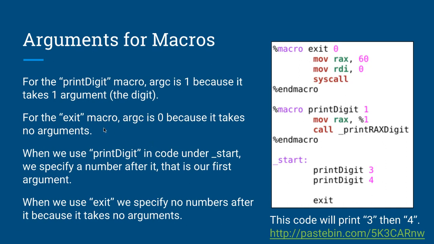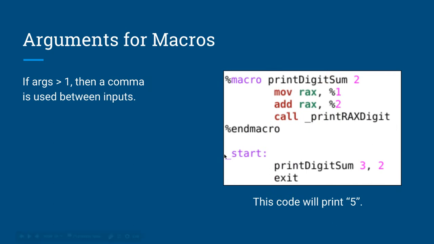So for the exit macro, argc is 0 because it takes no arguments. We use print digit and code underscore start. We specify a number after it. That is our first argument. When we use the exit, we specify no numbers because it takes no argument. If the number of arguments you have is greater than 1, then a comma is used between inputs.